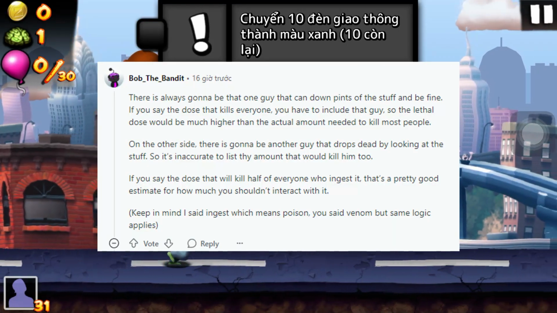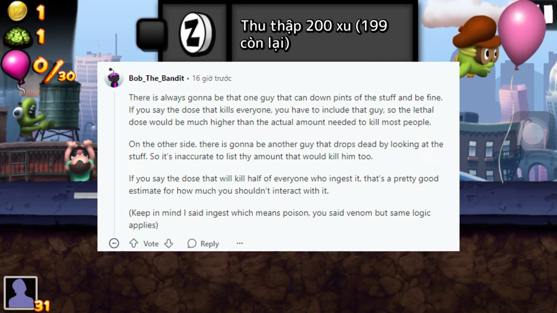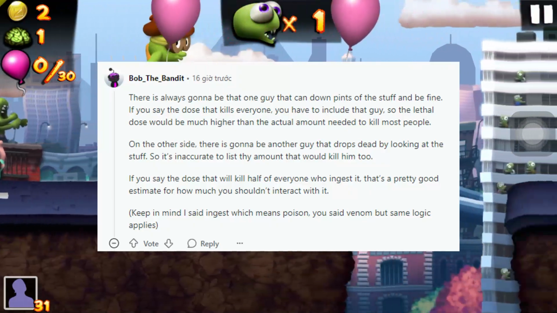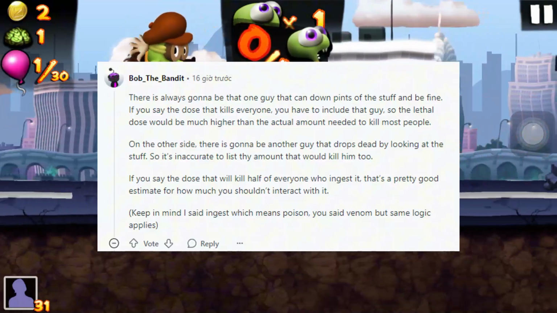If you say the dose that will kill half of everyone who ingests it, that's a pretty good estimate for how much you shouldn't interact with it. Keep in mind I said ingest, which means poison. You said venom, but the same logic applies.